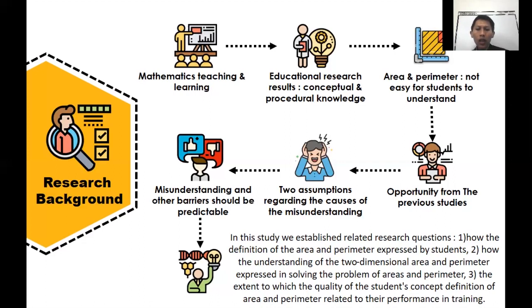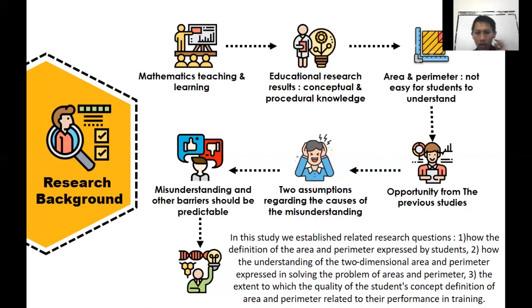In another study, it was stated that grade 4 students have a good understanding procedurally because they had good abilities in multiplication but misunderstood the concept of area and showed general weakness in identifying geometric shapes and differentiating between perimeter and area. So there are two assumptions regarding the causes of the misunderstanding, and misunderstanding and other barriers should be predictable.